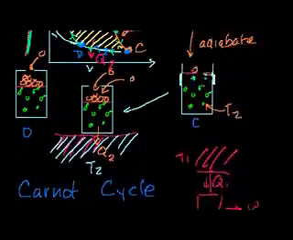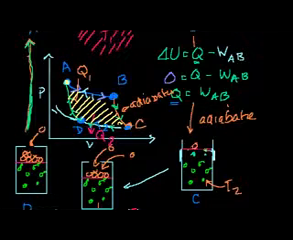Q2 was this part of the Carnot cycle. Q2 was when we went from C to D, right? We went from C to D. So the magnitude of Q2 is the area under this curve right here. It's the area under this curve.